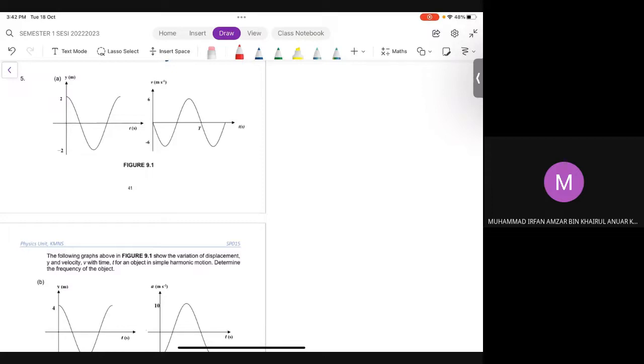Okay, nombor 5A. The following graph above 9.1 show the variation displacement y against t. Please be careful on the unit. Unit you okay, tak ada masalah dalam unit SI. So this one is the same situation. Maksudnya kalau saya suka bayangkan pendulum. So kalau case macam ni, pendulum you bukan start dekat equilibrium, dia start dekat maximum because y dia adalah 2. So when t is 0, y is 2.